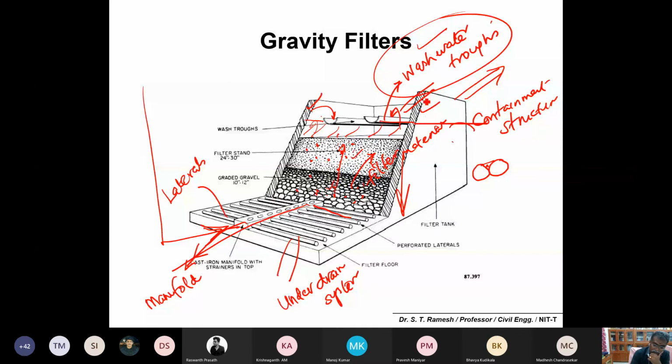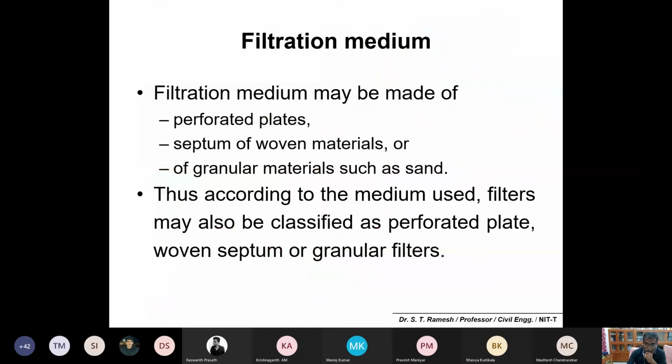This is the containment structure outside. The containment structure is a simple tank. The tank has to be designed to withstand the total weight of the filter bed, and if it is completely saturated and filled with water, the water column also has to be resisted. That is what has been mentioned.